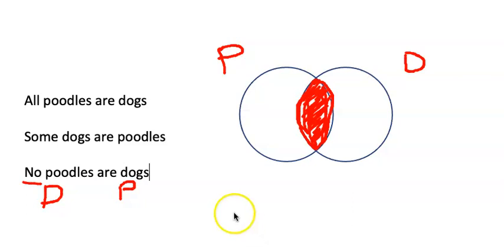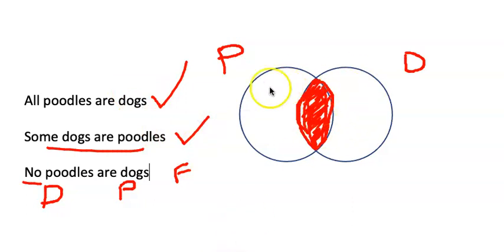Of course, this statement is false, right? We just know that about the world. This statement is true as long as there are poodles in the world, which we would have to check and verify, but it seems like there are poodles. Then this one is also true, right?